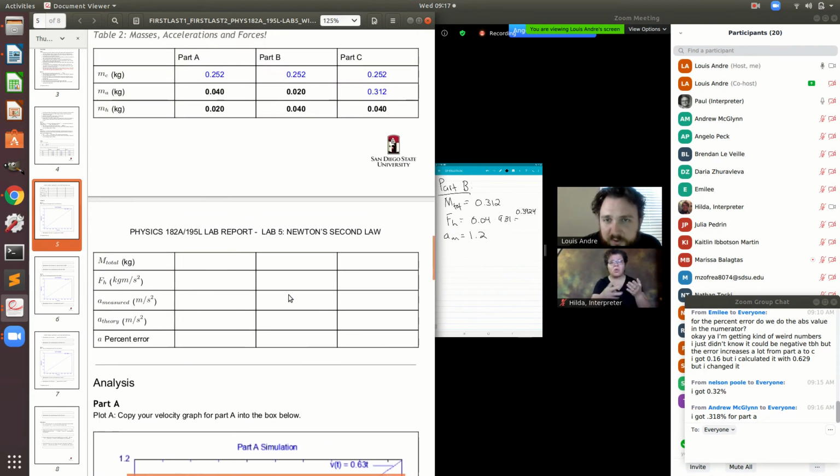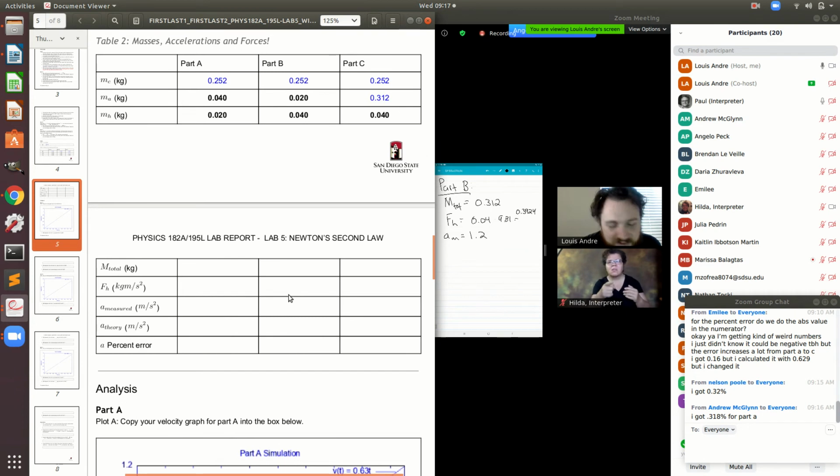I'll just complete this one. I'll leave part C for you, I guess. And then A theory is going to be FH over M total. So it's 0.3924 over 0.312. And so that gives me 1.257. All right, and then I do 1.2 minus 1.257 over 1.257.